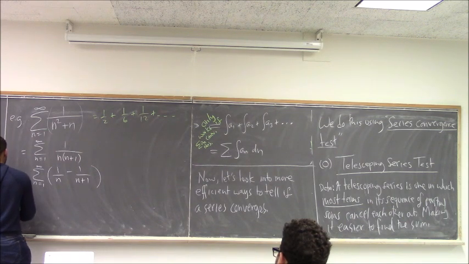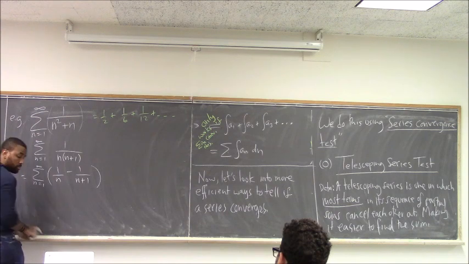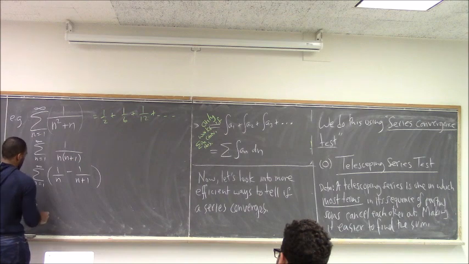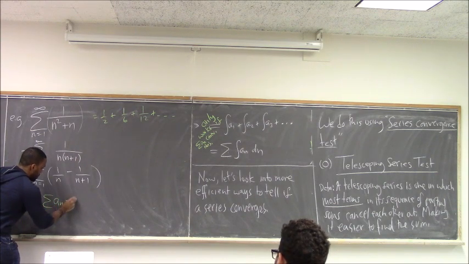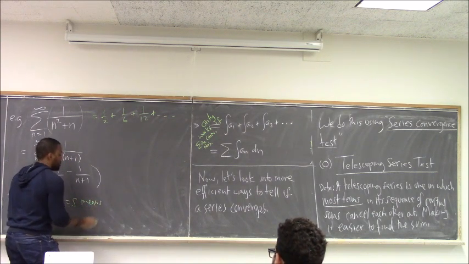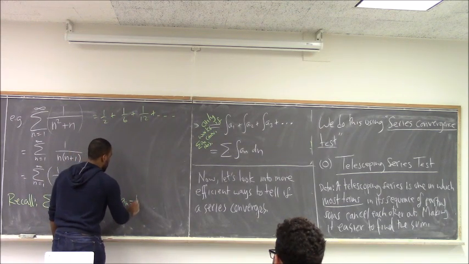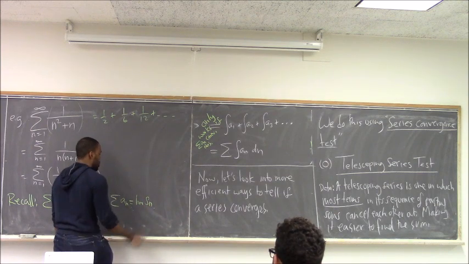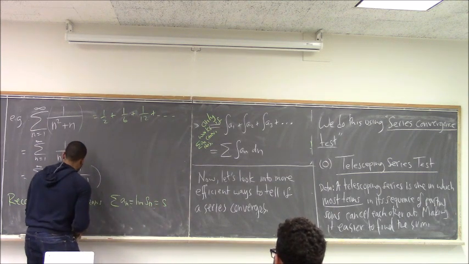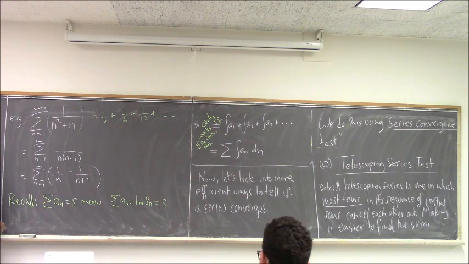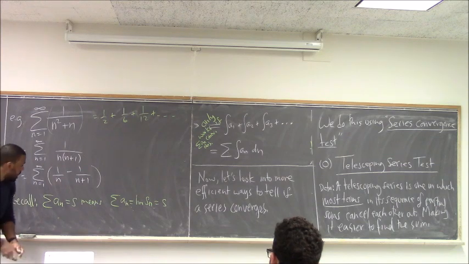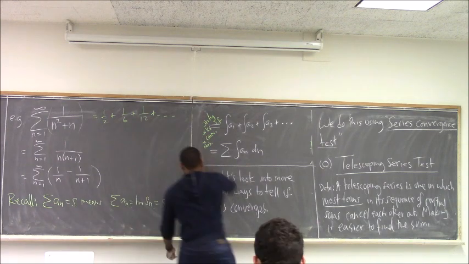So now, remember what convergence means. Recall, a series adding up to s means that the series is the limit of a sequence of partial sums, right? So what we're going to do is find the limit of the partial sums of this series. And you're going to notice because of this negative sign, a lot of these guys are going to cancel each other out. They're going to kill each other.